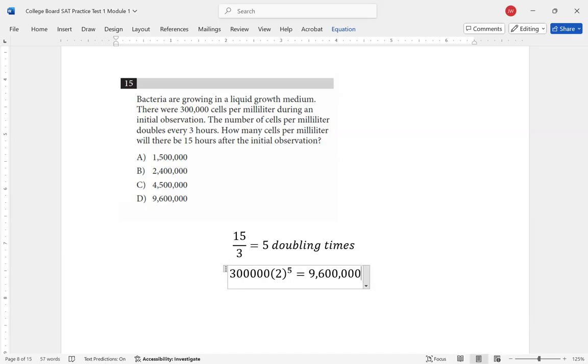And so how many cells per milliliter will there be 15 hours after the initial observation? Well, the answer is D, 9,600,000. So 9,600,000, letter D is our answer.